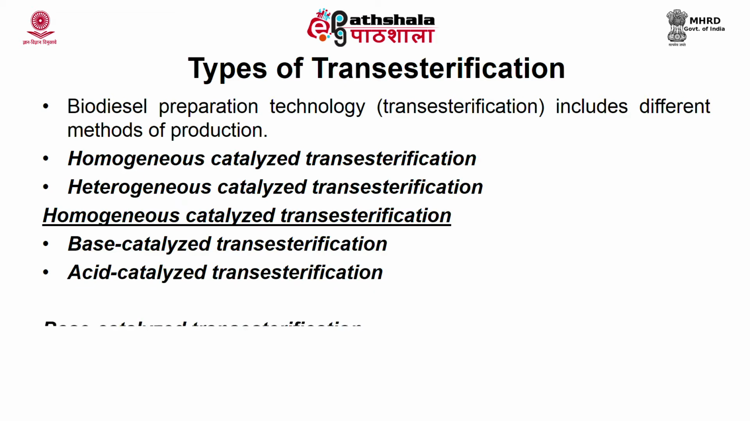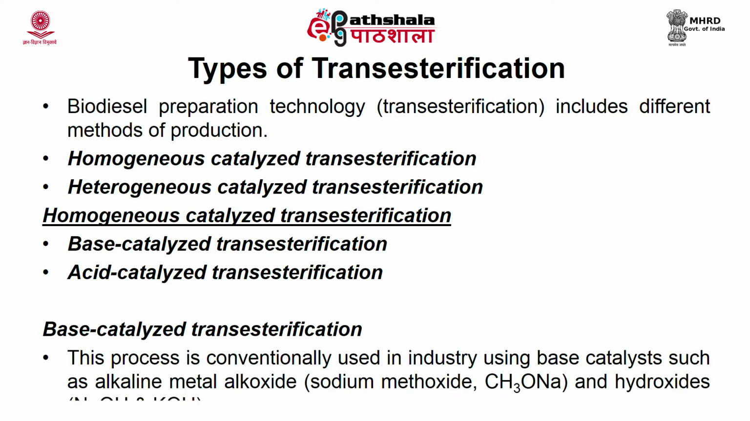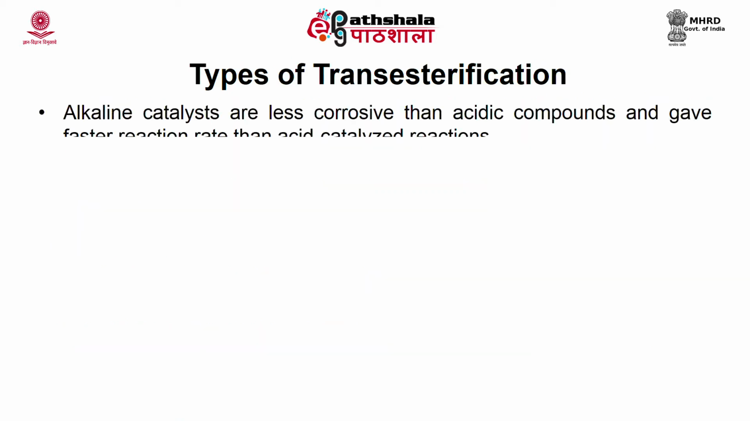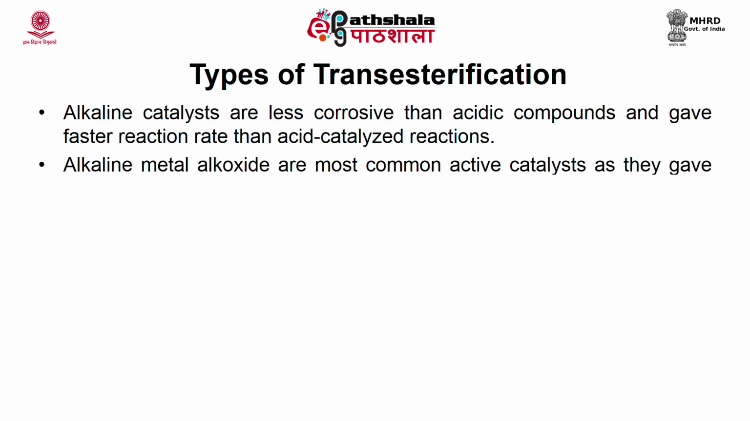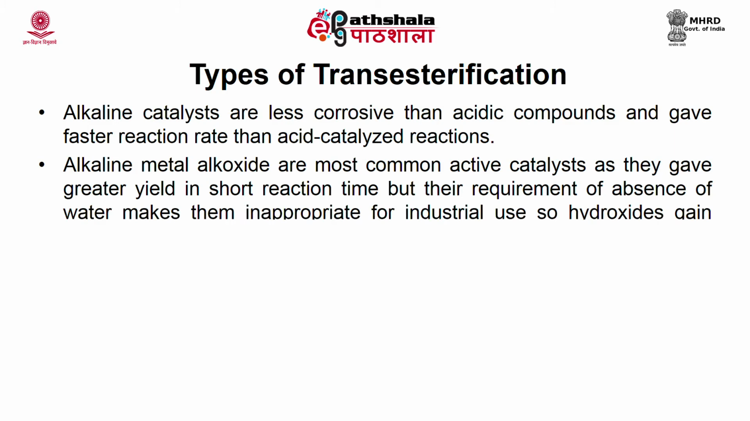Base-catalyzed transesterification is conventionally used in the industry using base catalysts, as we have already seen, sodium methoxide, that is alkaline metal alkoxides or hydroxides. Alkaline catalysts are less corrosive than acidic compounds and give a faster reaction rate than acid-catalyzed reaction. The alkaline metal alkoxides are more active catalysts. They give greater yield in short reaction time, but their requirement of absence of water makes them inappropriate for industrial use. So, normally hydroxides gain the importance.